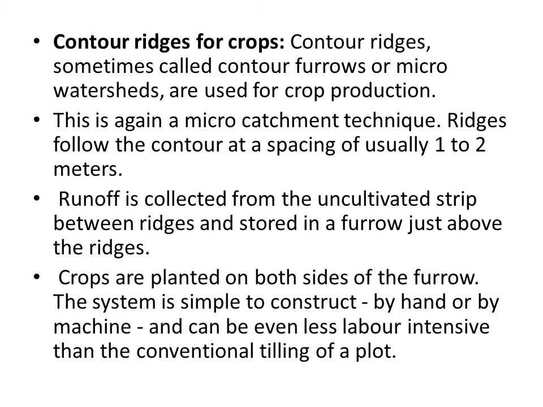Ridges follow the contour at a spacing of usually 1 to 2 meters. So the contour difference is 1 to 2 meters, and the ridges are constructed along these contours. Runoff is collected from the uncultivated strip between ridges and stored in a furrow just above the ridges. A furrow is formed above the ridges and the runoff is collected between the two contours. Crops are planted on both sides of the furrow.